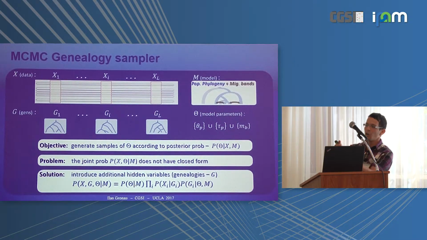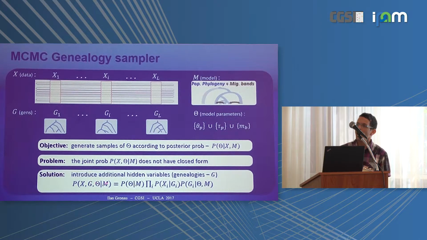These are the genealogies, the genealogy associated with each locus. These are things that I don't observe. They're hidden variables in my model, but once I introduce them, the nice thing is that the problem becomes tractable. I can at least compute now these joint probabilities: the probability of the data, the genealogy (a genealogy for each locus, this is what this G stands for), and my model parameters.